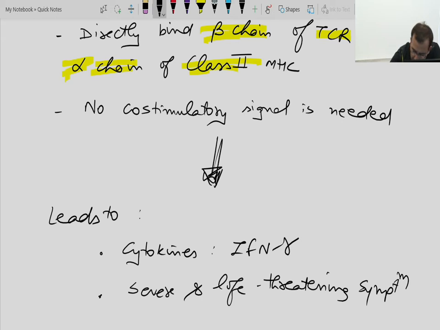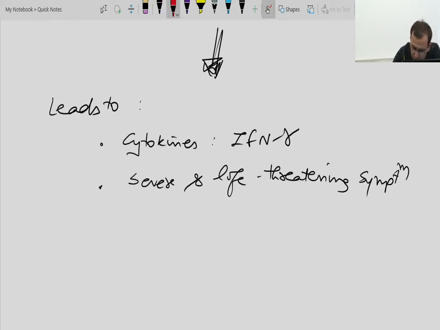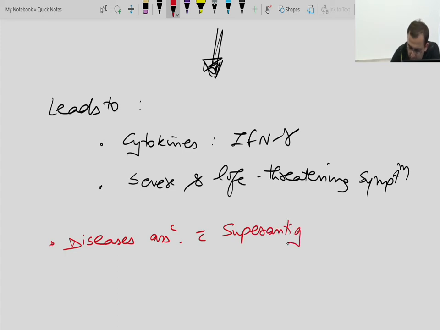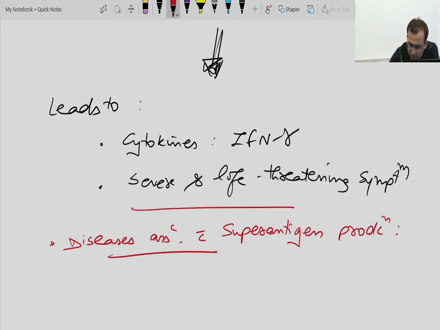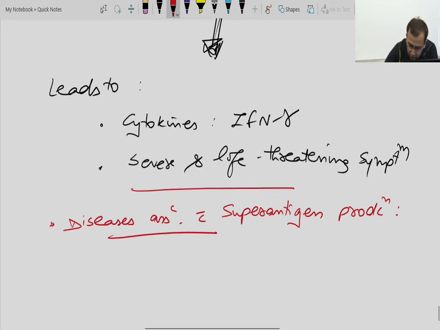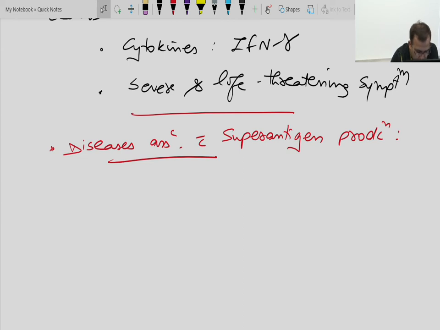Next point, which are the diseases associated? Put a double star on this and write down. Diseases associated with superantigen production. So superantigens, we have seen till now that they do not require MHC, they do not bind to the alpha T cell receptor chain. They are not antigen specific, they just lead to massive release of cytokines and chemokines, most important being interferon gamma. So which are the diseases associated?